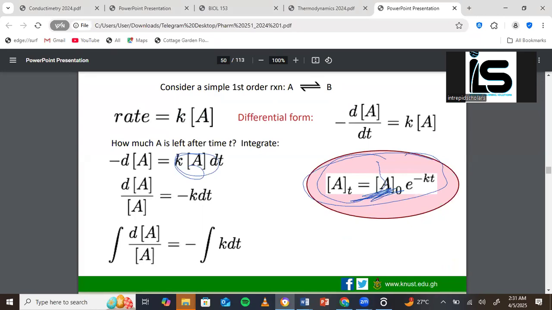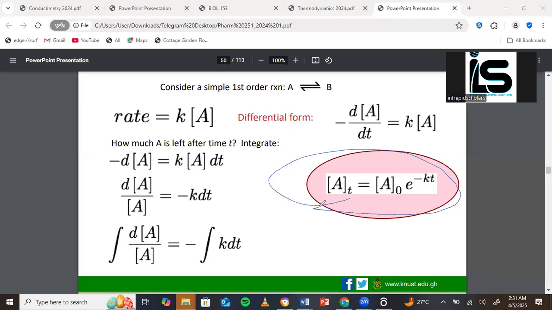Now, this relates the concentration at any time t to time. And this is what we call the integrated rate law. It is integrated because it is an integration of a differential equation, right? So this is the integrated rate law. Now, before any other thing, we have to keep this formula in our head. Very important formula. It will form the basis for all the other calculations that we will do.